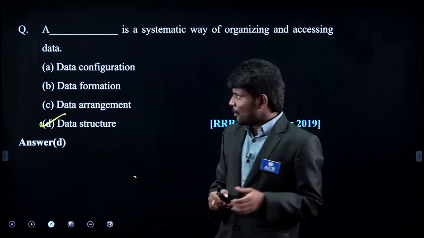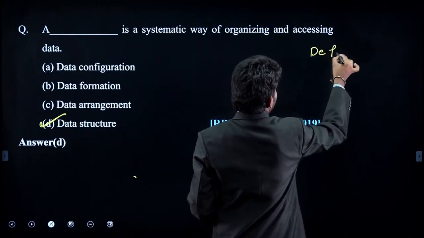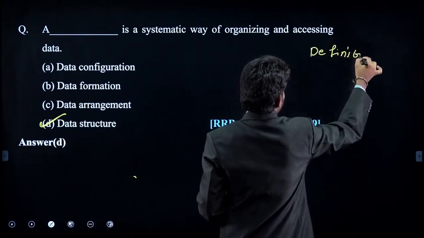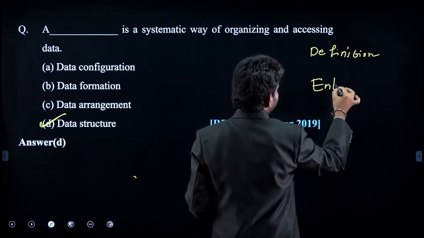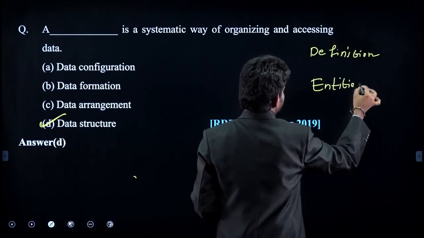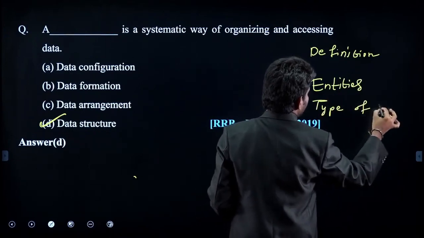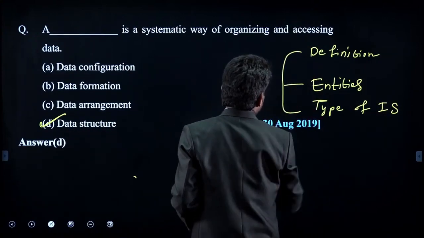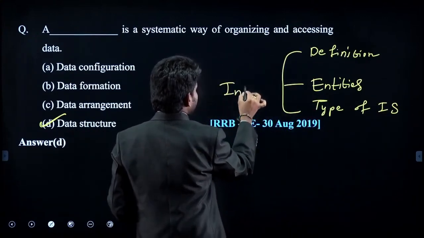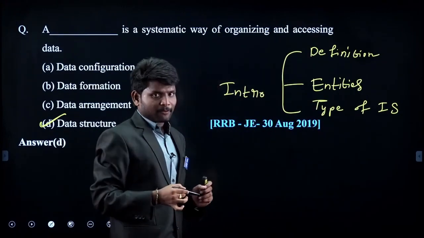I'm repeating it again. What will we learn? One is the definition of information system. Another one is the different entities involved in the information system. And the other one is the types of information systems. These are the three things that we need to cover in the introduction part. Hope this point is clear for you.